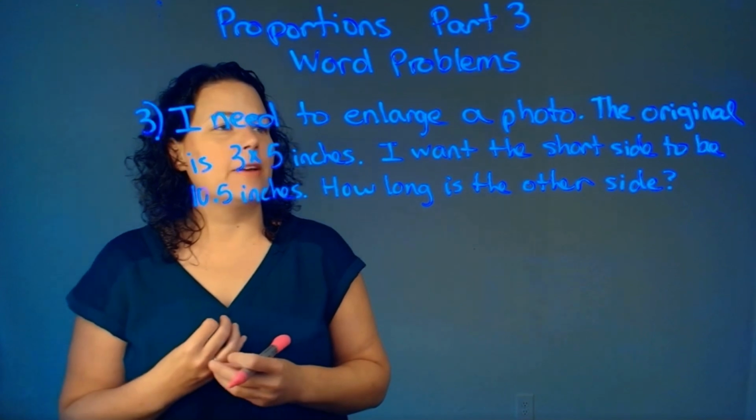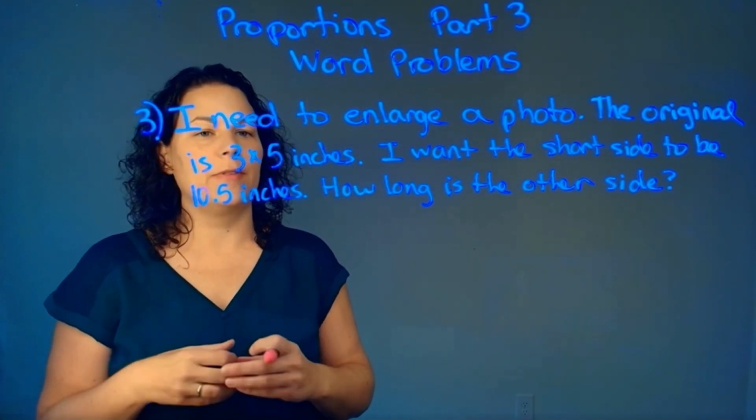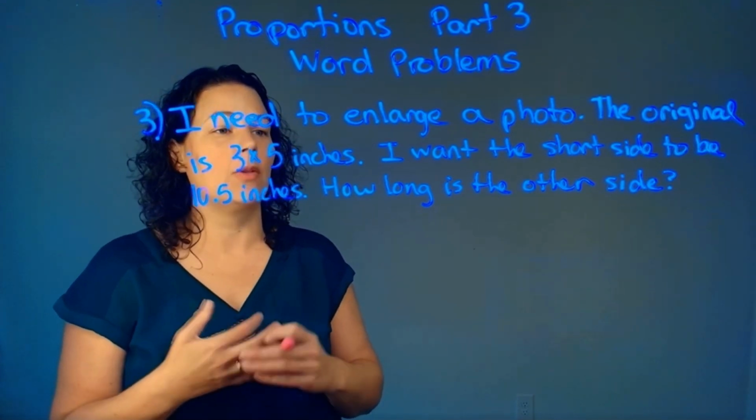So we want to enlarge a photo. The original is 3 by 5. I want the short side to be 10.5 inches. How long is the other side?